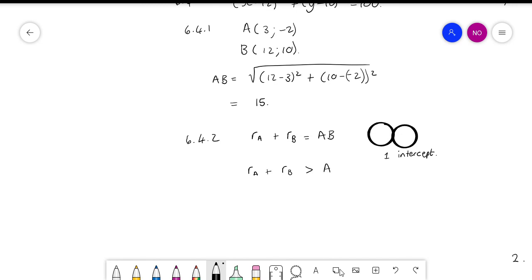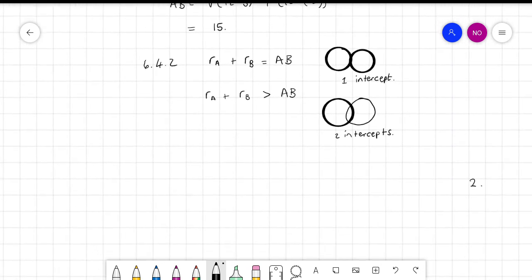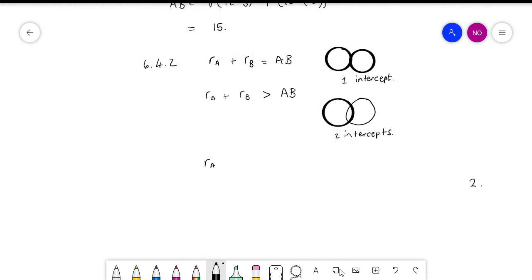As die radius van A plus die radius van B groter is as die afstand tussen A en B, beteken dit hulle sny mekaar twee keer. Dit is in een van die vorige video's ook. Ons het mos sulke in die klas ook gedoen. En die radius van A plus die radius van B kleiner as die afstand AB. Then they have zero intercepts.